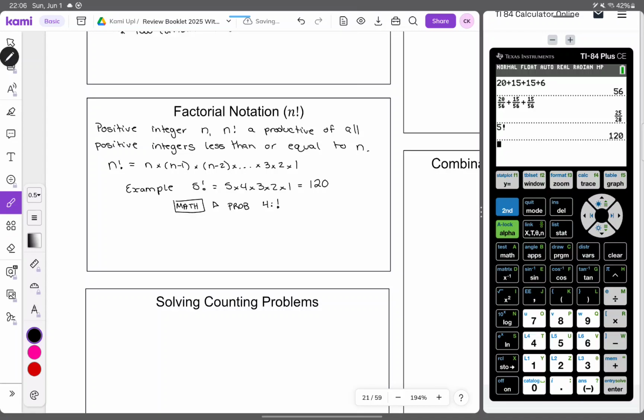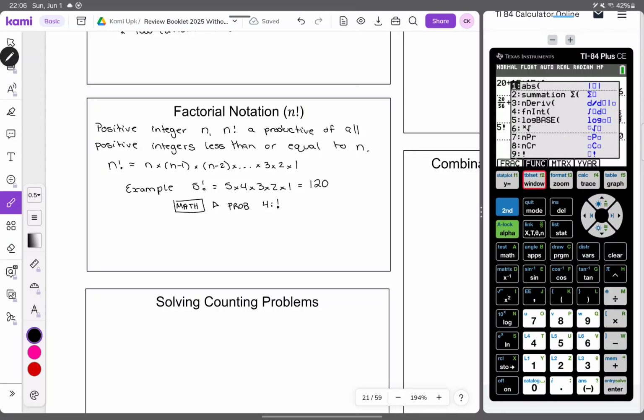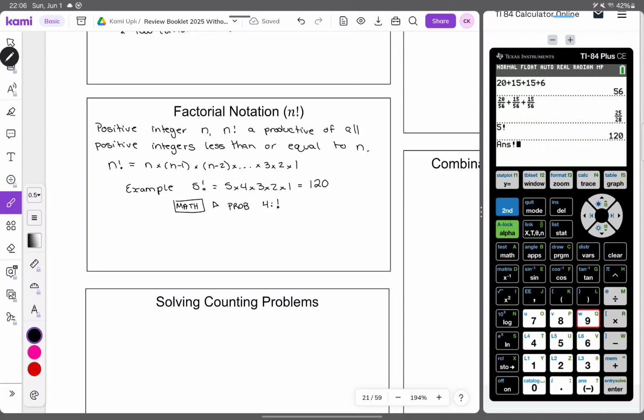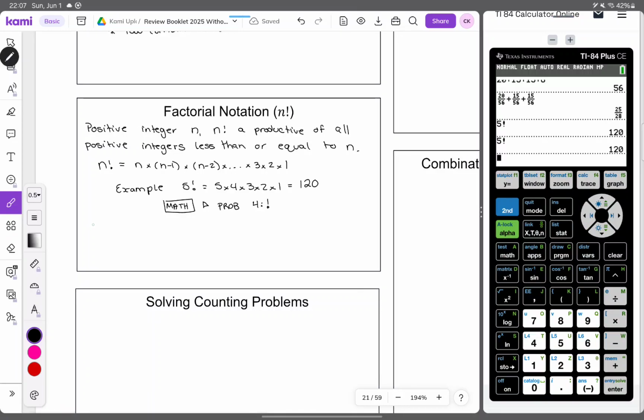Remember, if you have the newer calculator, you can go alpha window, and there's your factorial right there. So you would just hit 9. Again, I forgot to put the number first, so I'm going to go back and change that. Still 120. There is a special case for factorials, and that is the fact that 0 factorial equals 1.